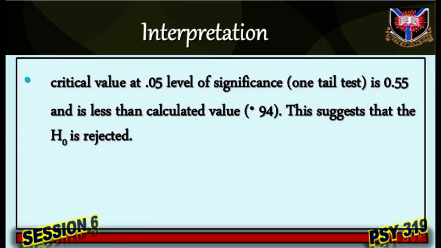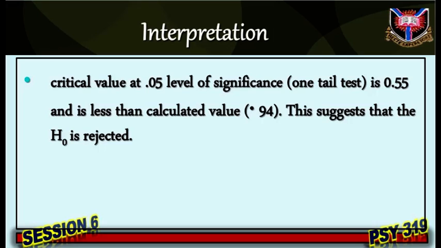Interpretation. At this stage, consult your statistical table to determine whether the calculated value is significant or not, using a degree of freedom of 8 with critical value at 0.05 level of significance, one-tailed test, which is 0.55. This means that our calculated value 0.94 is greater than the critical value 0.55, suggesting that the H0 is rejected.